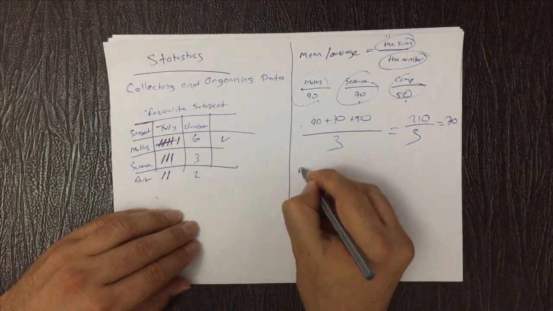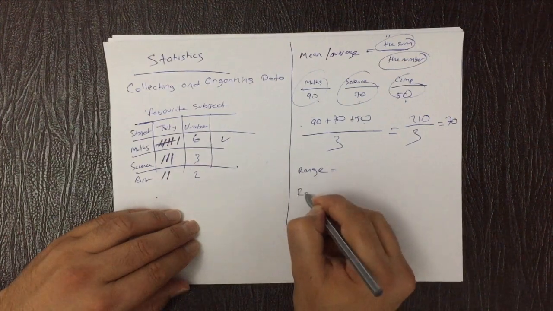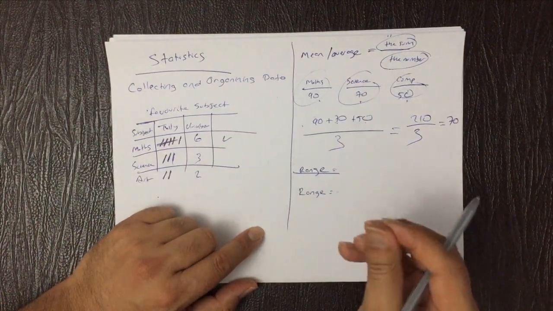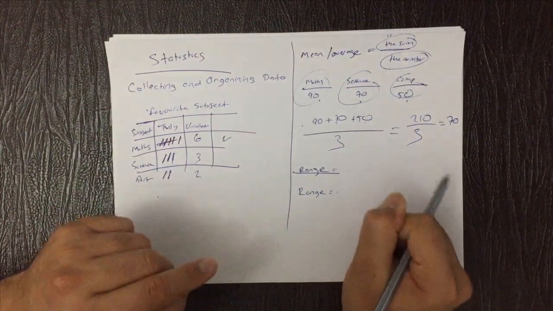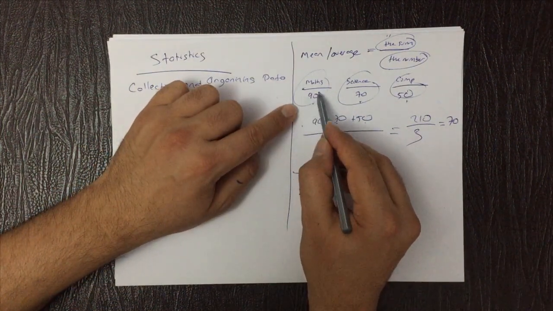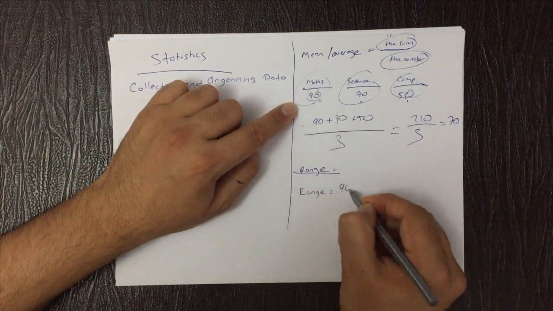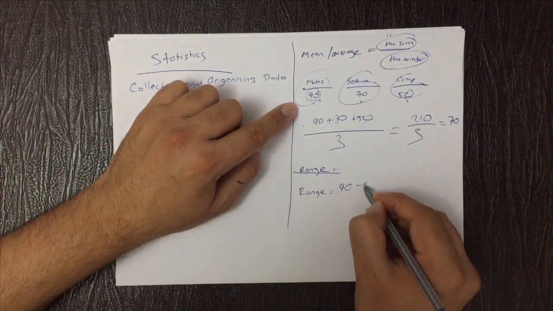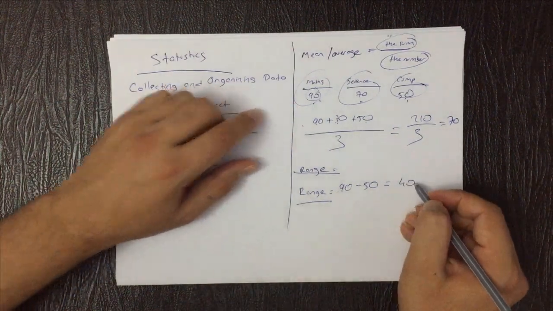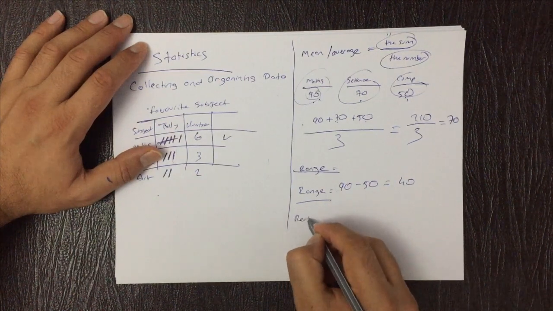So the range. Maybe you cannot understand it from the right. What is the range? Range is the difference between the greatest number and the smallest number in your answers. What is the greatest one? 90. What is the smallest one? It is 50. Then how much is the range? It is 40.